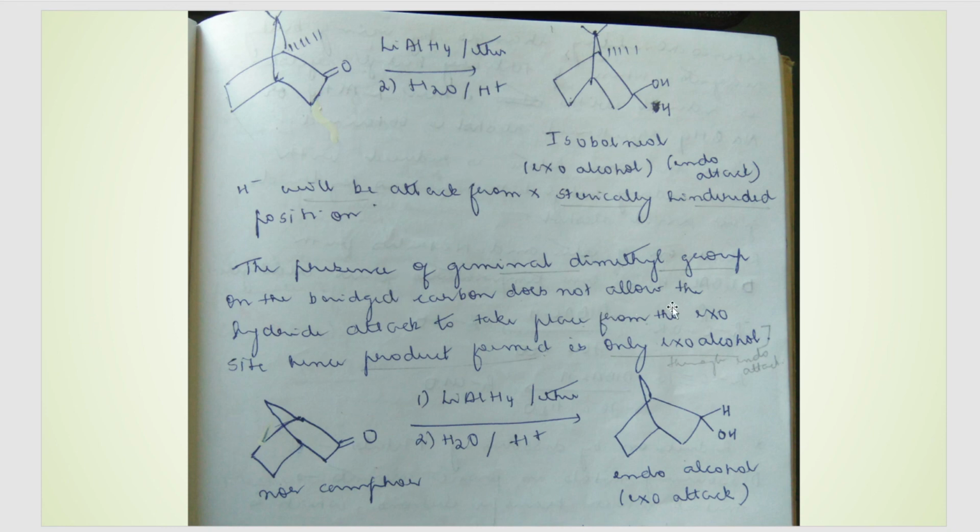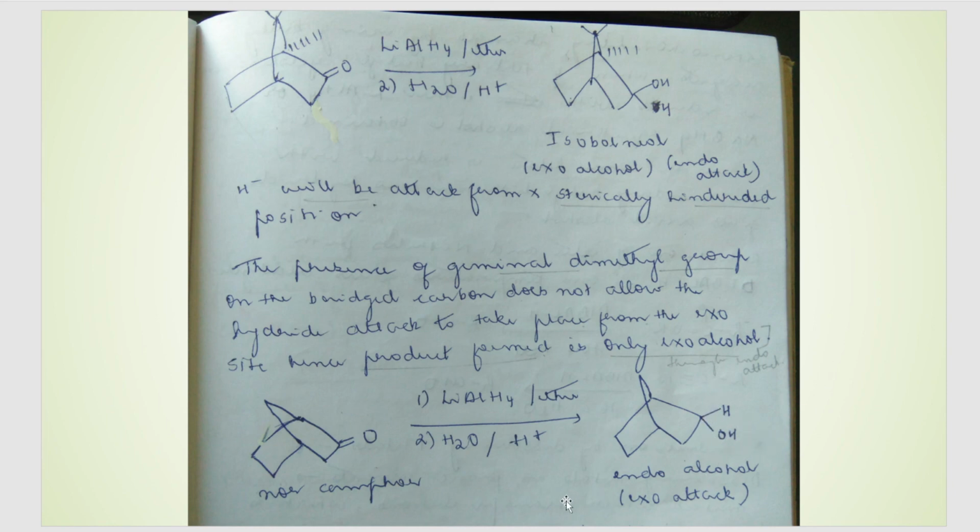And if that group is absent, like in the case of norcamphor, you can see there is no geminal dimethyl group, so now there is no hindrance for this lithium aluminum hydride to give its hydride ion. There is no steric hindrance here. So what happens? There is exo attack taking place, and we will get an endo alcohol. What is the difference between an exo alcohol and an endo alcohol? In exo, the OH will be on the top and H on the bottom. Here the H will be on the top and OH on the bottom.